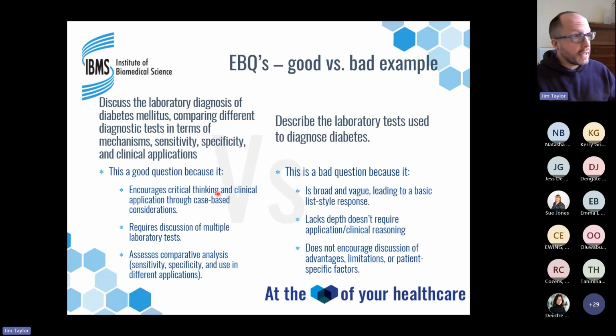Again, a good and a bad example out of the Reg portfolio. I've stuck with diabetes. Discuss the laboratory diagnosis, comparing different diagnostic tests in terms of mechanism, sensitivity, specificity, and clinical application. We've pretty much opened the door there for any angle on the laboratory diagnosis of diabetes, whereas describe the laboratory tests used to diagnose diabetes isn't great as an essay because it's using a very low level command verb. It's not scaffolding the response at all, and it's not providing a clear focus.